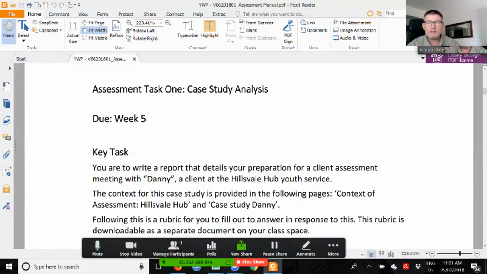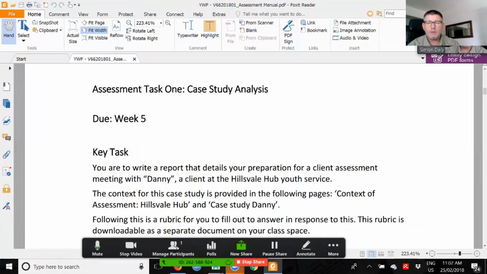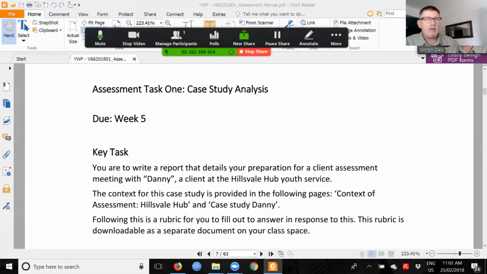Okay, so let's start, shall we? We've got this assessment here. It says assessment task 1, case study analysis during week 5. You are to write a report that details your preparation for a client assessment meeting with Danny, the client at the Hillsvale Hub Youth Centre. The context of this case study is provided in the following pages: context of the assessment, Hillsvale Hub, and case study Danny. Following this is a rubric for you to fill out in response to this.